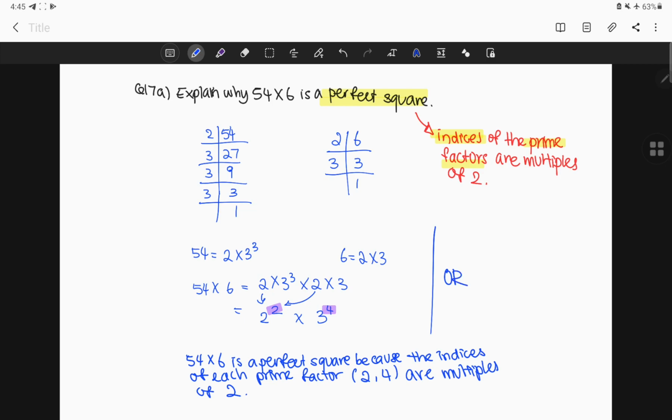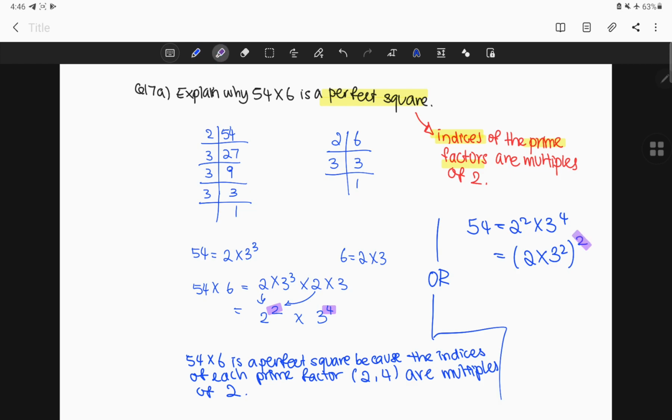Or you can also do this. You can also write, so let me write that here, you can also have this instead. You can state that because 54 multiplied by 6 is equal to 2 to the power of 2 multiplied by 3 to the power of 4, therefore it can be rewritten as 2 to the power of 1 multiplied by 3 to the power of 2, this whole thing squared. So the presence of this square here shows that it is a perfect square.